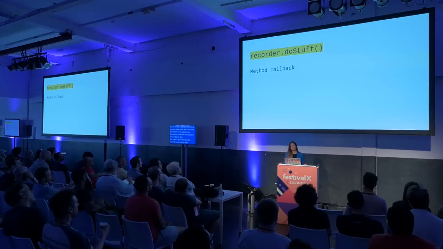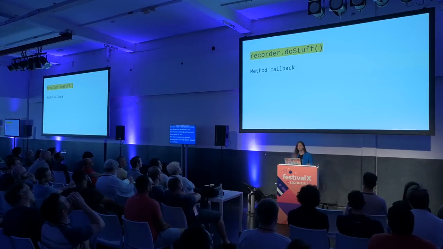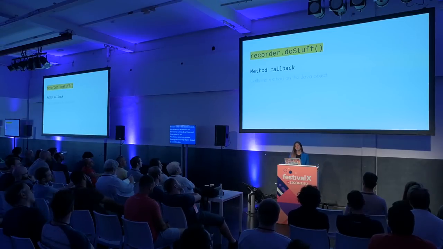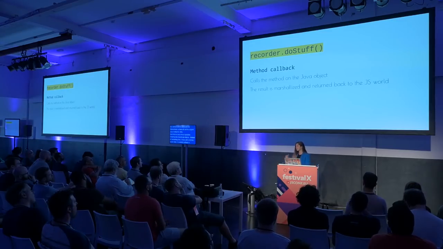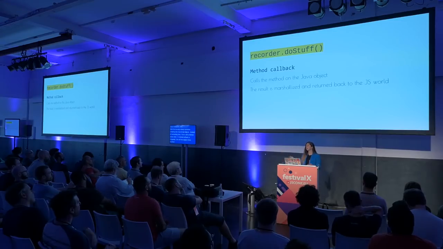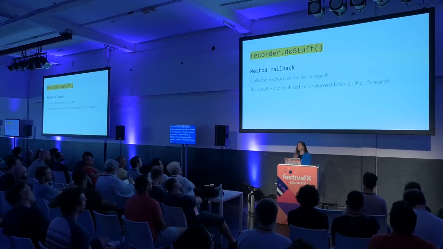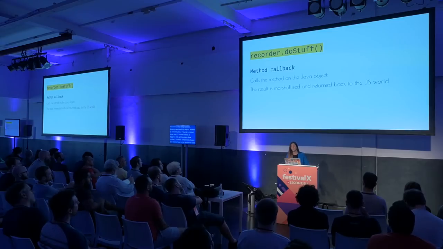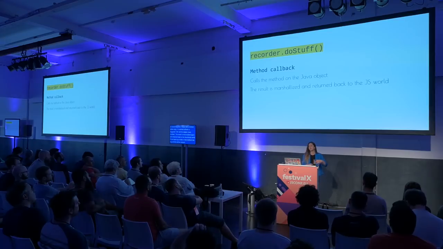If you call a method, same story. A method callback is triggered. We call the original Java method. The result is marshalized again, and it's returned back to the JavaScript world. If we have arguments in that method, the arguments will be converted to Java data format. And then the Java method will be called with the converted arguments.